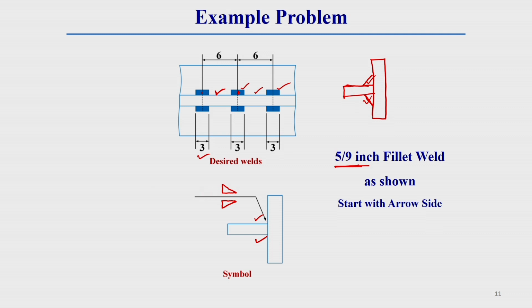In the generalized weld symbol, I have already explained in detail where the weld size and other things should be. D is represented as the weld size. So this D, where do we put it? We put it on the left side of the weld symbol. So here we put the size of the weld, that is 5 by 9 inch. We put this on both top and bottom, because the size of the weld is the same on both top and bottom.